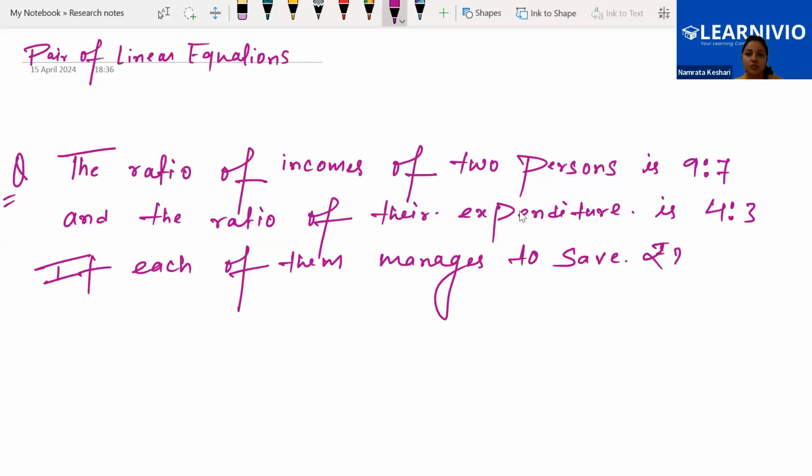Rupees 2000 per month. Find their monthly incomes.